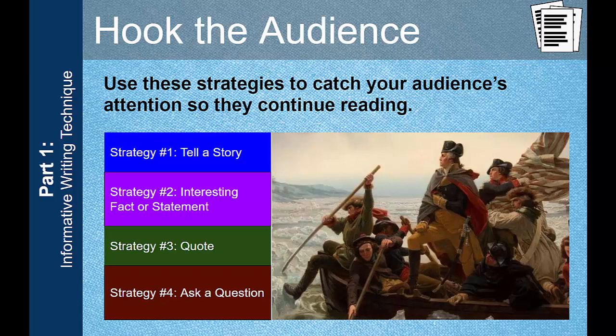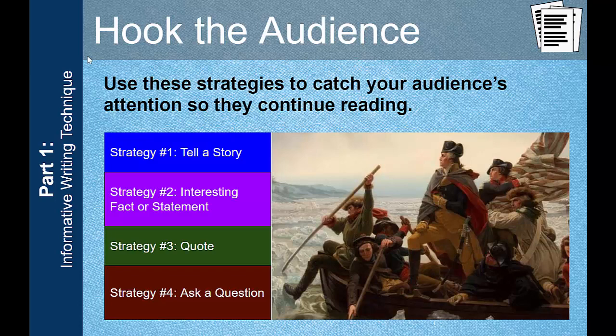Strategy number 2 is to make an interesting fact or statement. There's a reason why the Guinness Book of World Records is a top-selling book year after year. People just love hearing interesting facts. So if you have an interesting fact about the event or topic that you're covering, that'd be a great way to catch the attention. You can always just do some quick Google searches to see what's available out there too. Strategy number 3 is a quote. Quotes often get people to think, and when you get your audience thinking, you've got their attention.